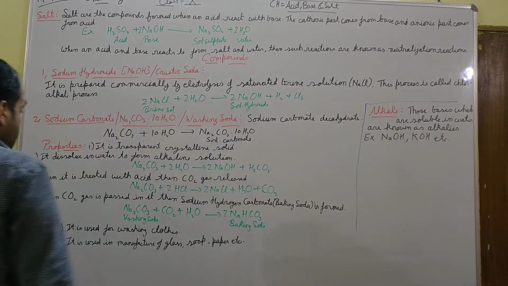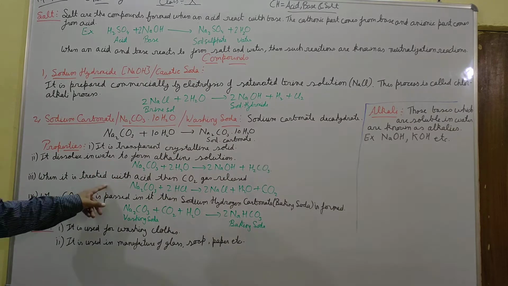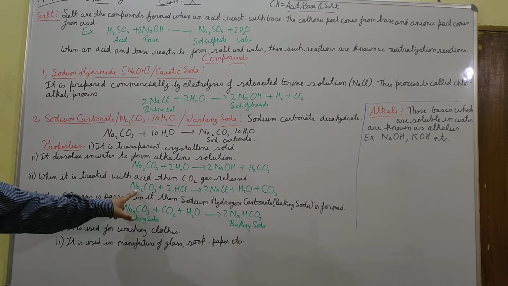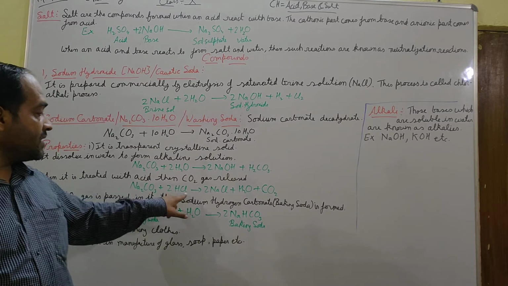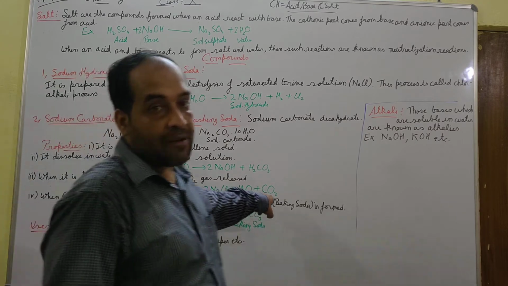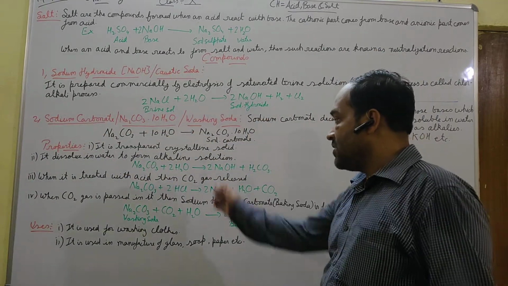Now come to another property. When it reacts with acid, then CO2 gas is released. Then what is the reaction? Na2CO3 plus 2HCl gives 2NaCl plus H2O and CO2. This carbon dioxide gas is released.